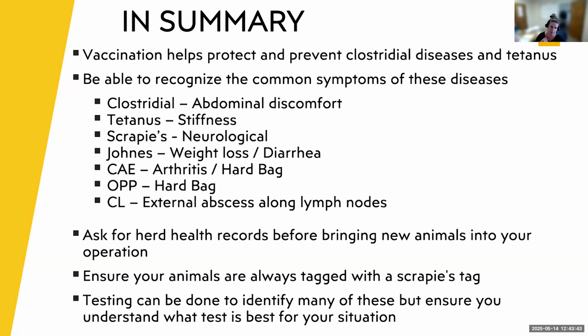So for clostridial diseases, that's abdominal discomfort. Tetanus would be the stiffness that you'll see. Scrapie is neurological, so there'll be head pressing, spinning, stargazing, things like that. Johne's is usually seen with weight loss, followed by diarrhea that cannot be controlled or treated. CIE, typically in goats, you're going to see arthritis or a hard bag, or a hard udder. With OPP, it's the hard bag and pneumonia. And then with CL, what you're usually going to see are external abscesses along the lymph nodes.